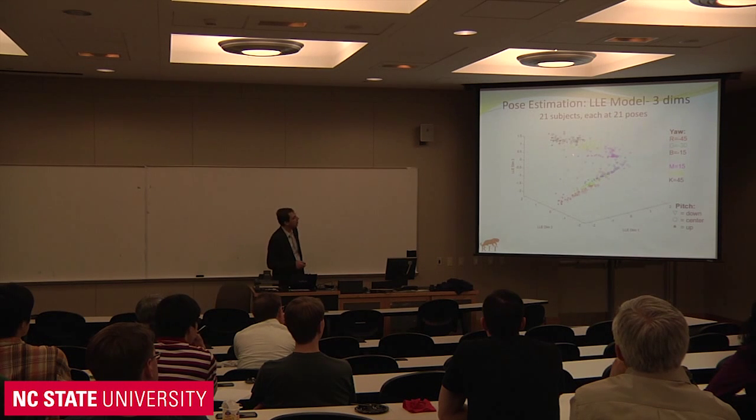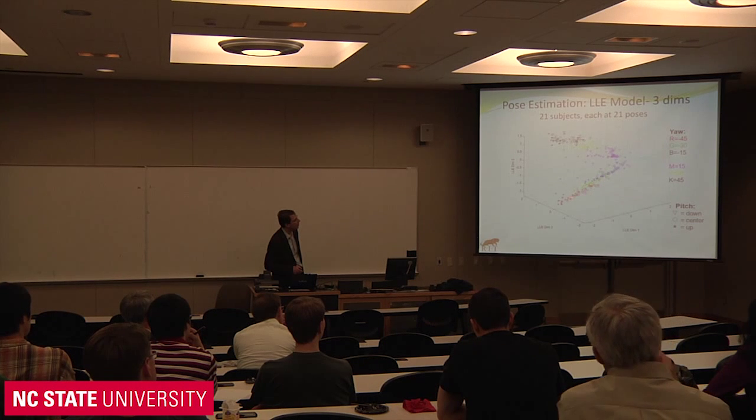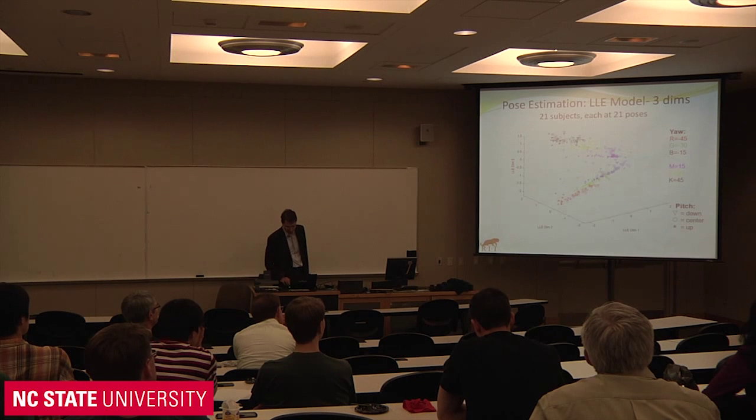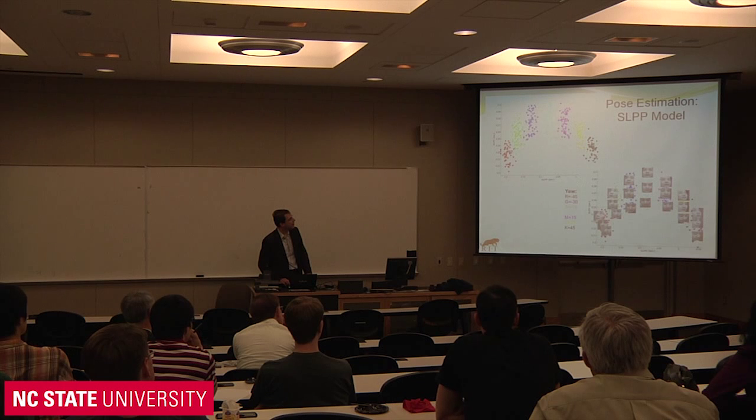For pose estimation, this kind of shows you how things change. The red is 45 degrees and the black is minus 45, and then we go through different colors showing you the different poses. This is bringing it down to only 3 dimensions. That's very low dimensionality, and it still gives you good results.